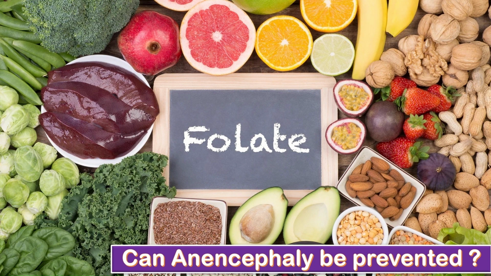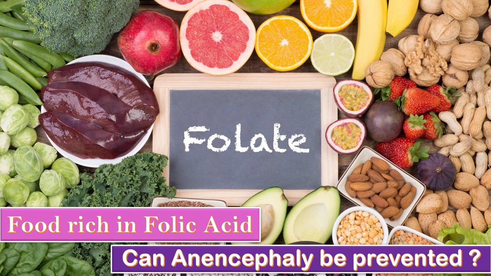Can anencephaly be prevented? There is no way to prevent this 100%. However, eating food that is rich in folic acid, that is, getting enough folic acid before and during pregnancy, can help prevent neural tube defects such as anencephaly.